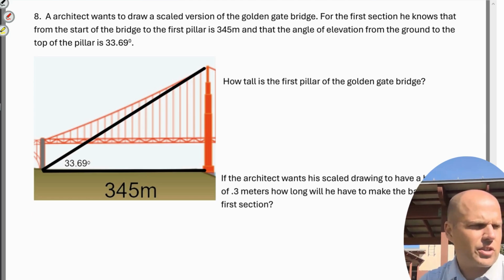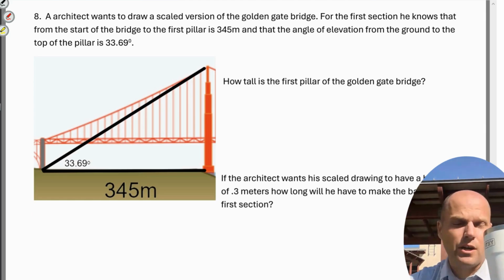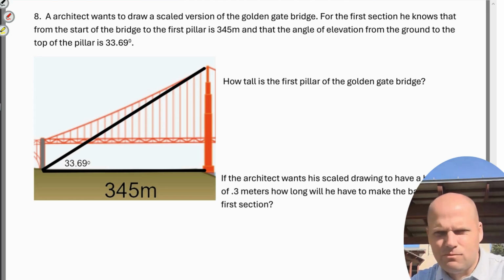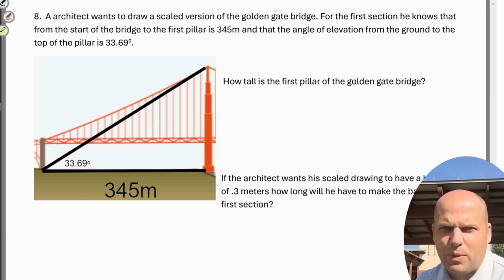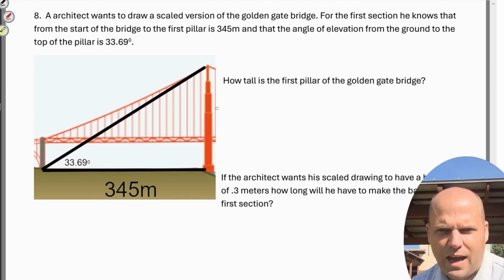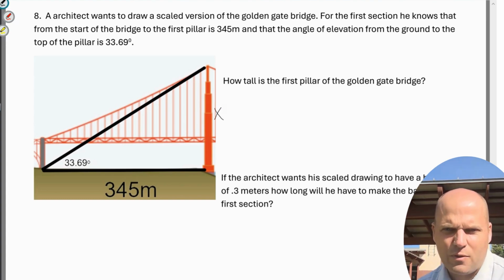Okay, I actually took this off the internet, so these are all accurate, somewhat accurate. Dimensions of the Golden Gate Bridge. The start of the bridge to the first pillar is 345 meters. This angle of elevation is 33.69. How tall is the first pillar? What is this height? What is this length? What is X? We've done this before.